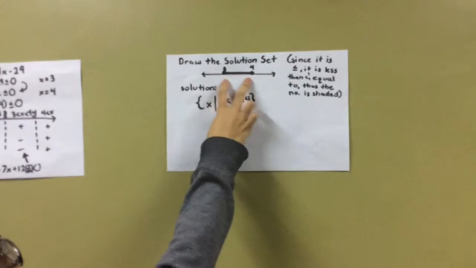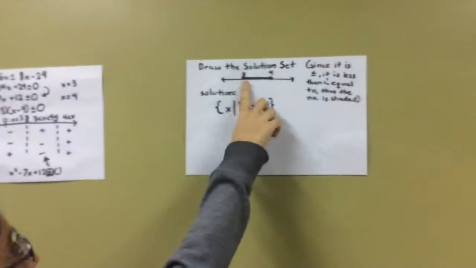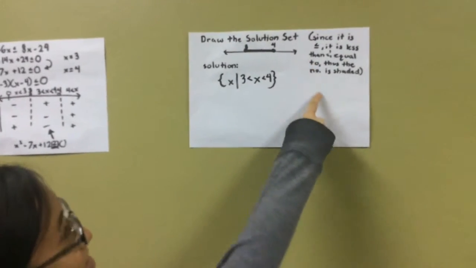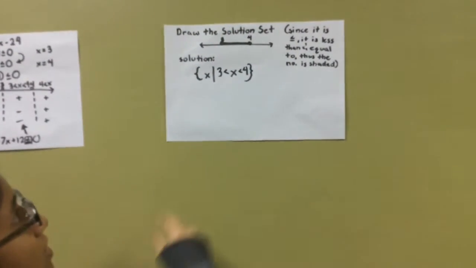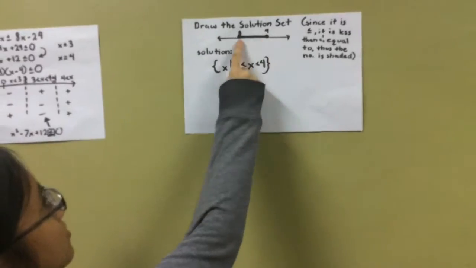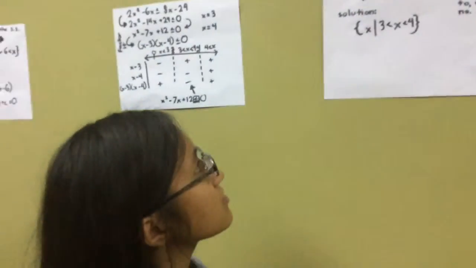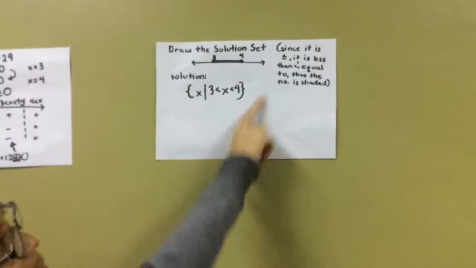So there's going to be 3 and 4. The only thing you have to shade is the one in the middle, since that's the only possible solution set. And since the sign is less than or equal to, the circles, which are the numbers, also have to be shaded. So the final solution is this one.